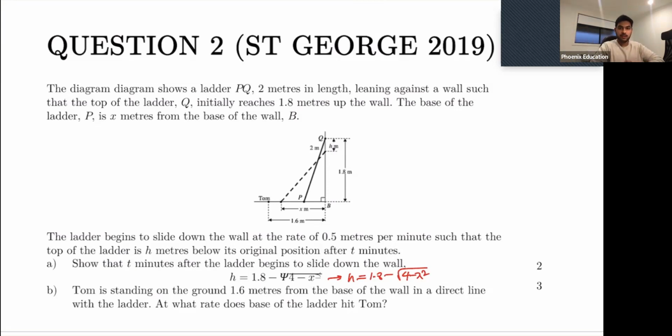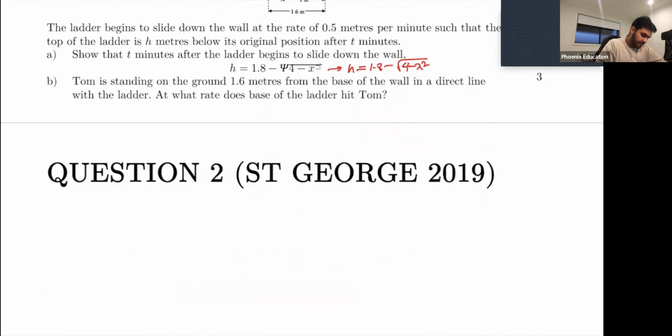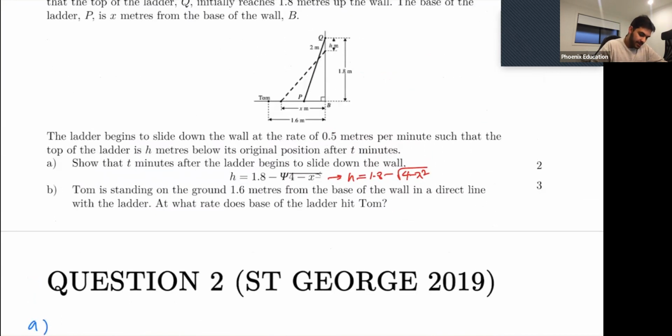Just have a read of it. See if you know how to approach this question. Okay, let's have a look at this one. So part A, we just need to prove this particular formula. Let's look at this one actually.